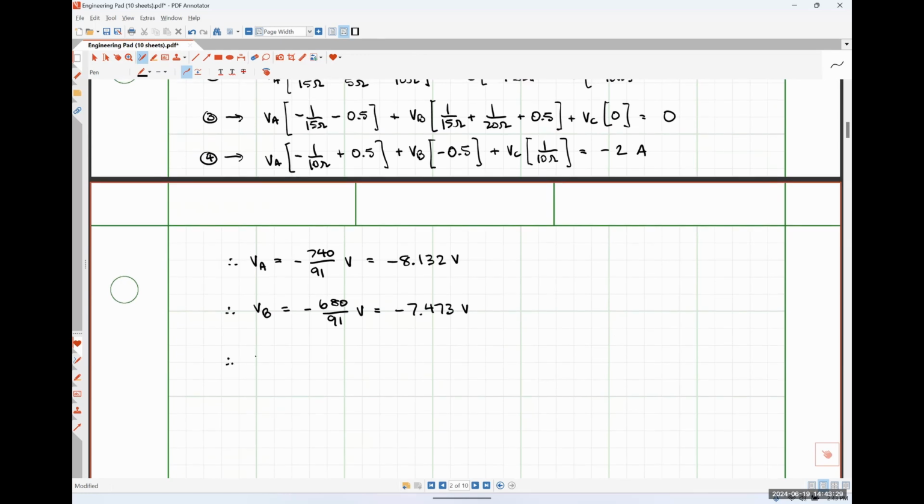And lastly, VC was -2,260 over 91 volts, or -24.835 volts.